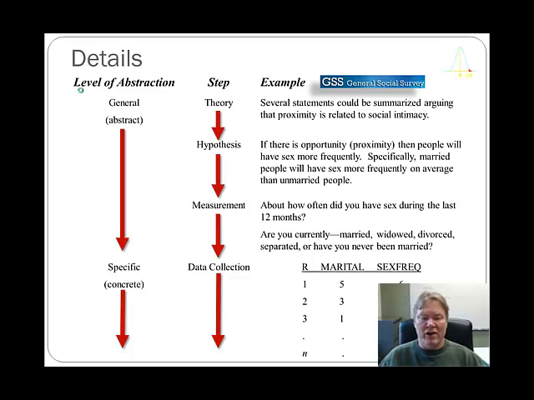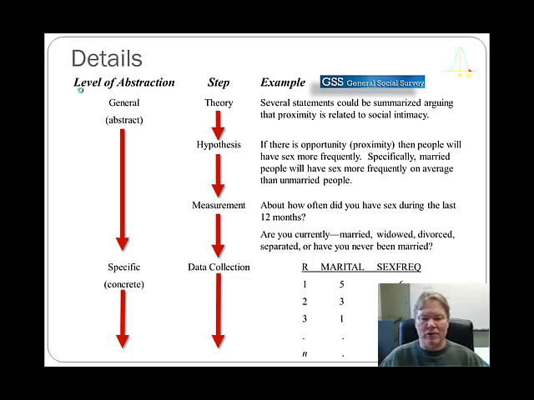So we're going to take this general theory that proximity is related to social intimacy, and we're going to develop a hypothesis out of it. So here's my hypothesis. If there is opportunity, notice here I'm using the word opportunity, substituting it for the word proximity. If there is an opportunity, then people will have sex more frequently. Now, to be more specific about this, marital status will be related to sexual frequency. People who are married will have sex more frequently on average than unmarried people. That's my hypothesis. I don't know if this is true or not, but my theory leads me to believe that it might be true. And so I'm going to go out and now test this.